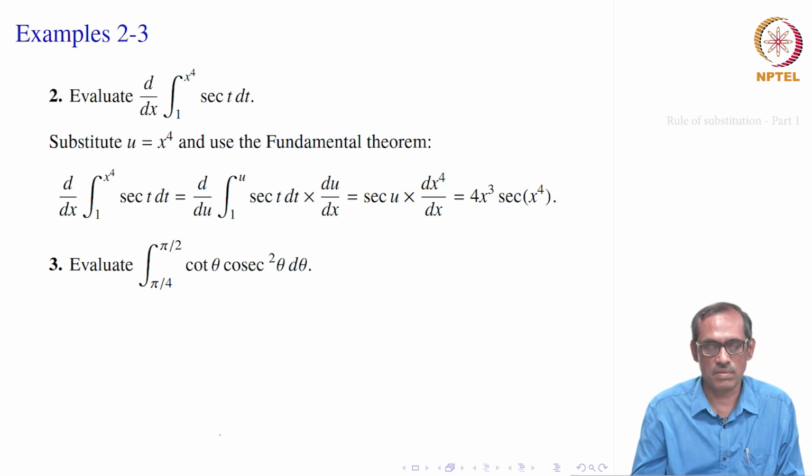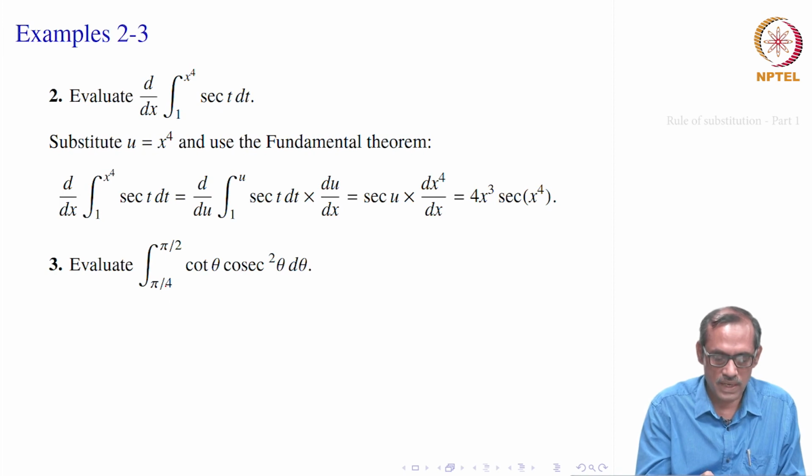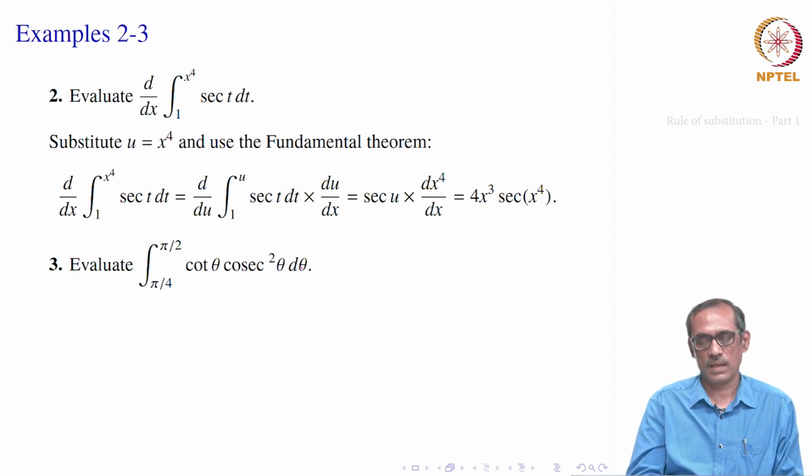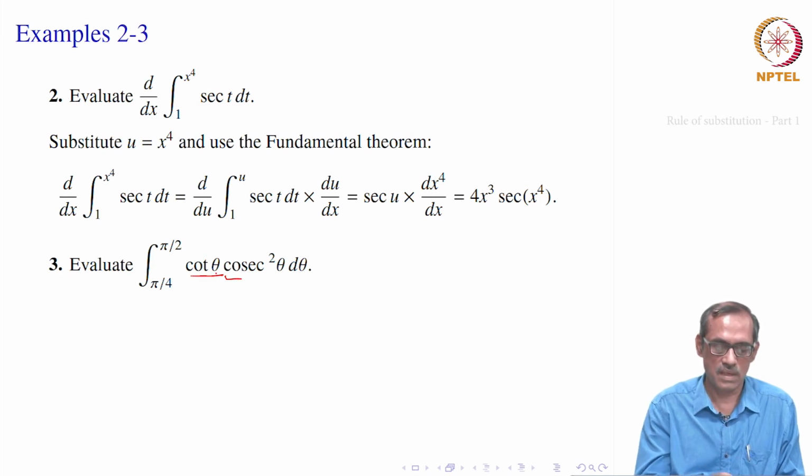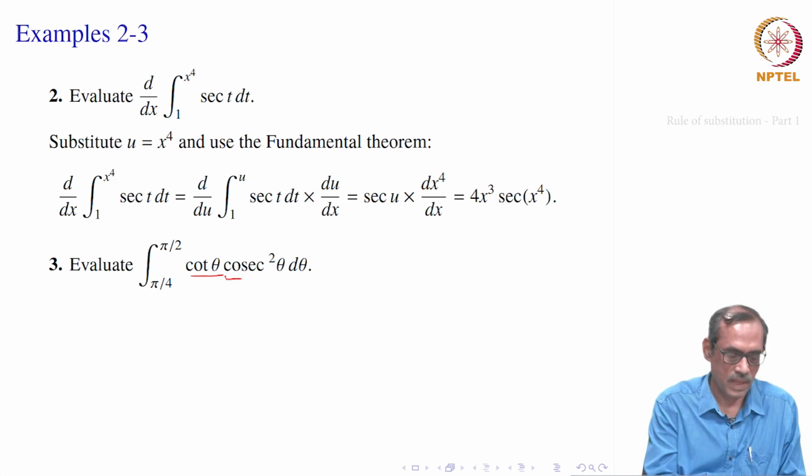Okay. Let us go to the next example. Here we have to evaluate the integral from pi by 4 to pi by 2 of cot theta cosec square theta d theta. It should strike something: we have cot theta, we have cosec square theta, but the derivative of cot theta is minus cosec square theta. So, we can introduce a minus sign and substitute u equal to cot theta, so that the differential cosec square theta d theta will be minus du. Okay, so let us try.